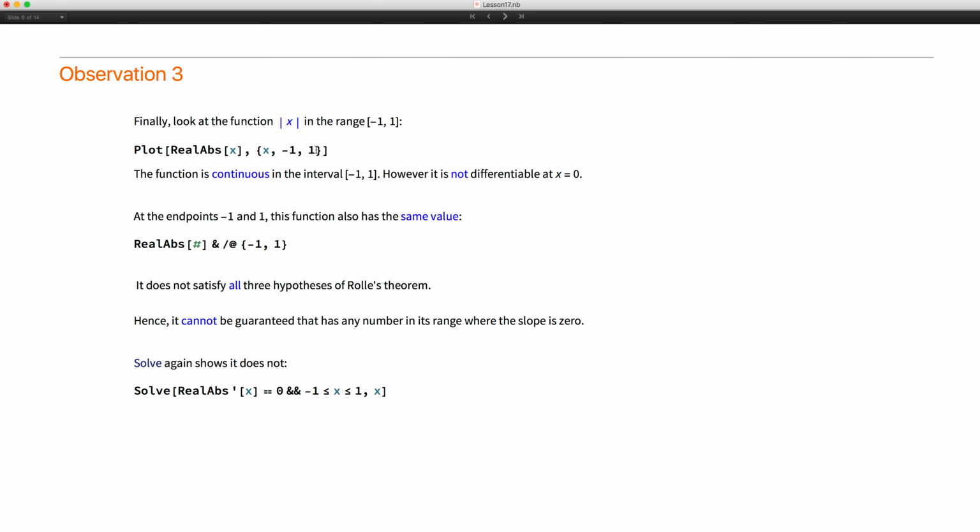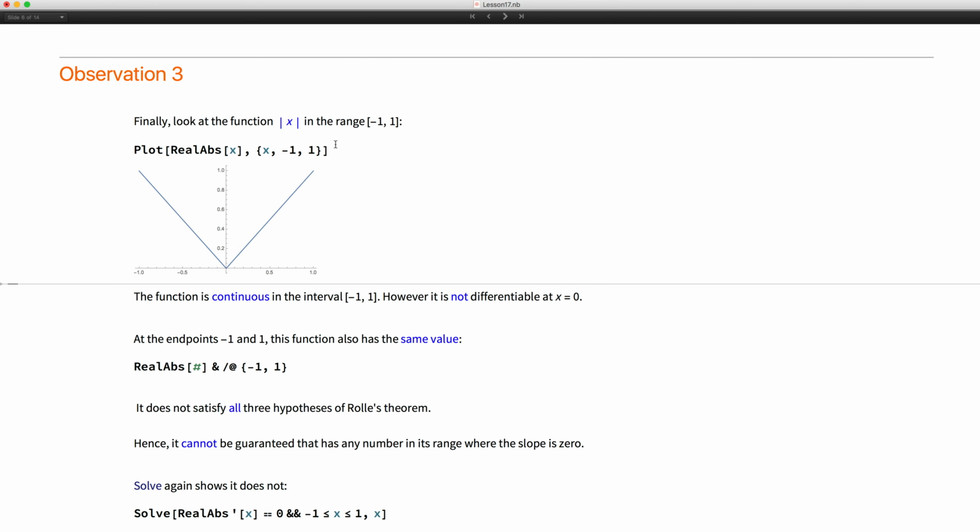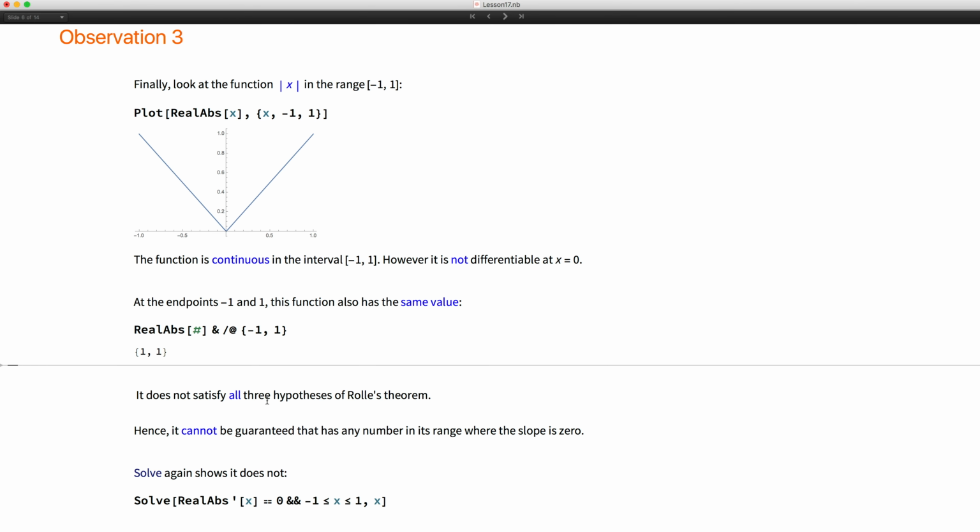As another issue with the theorem, let's look at the absolute value function between -1 and 1. Now, clearly, that is continuous, but it is not differentiable at x equal to 0. There's a corner at x equal to 0. Now, the value of the function at both endpoints is the same, but since it does not satisfy all the hypotheses of Rolle's theorem, therefore you cannot guarantee that there is a number at which the slope is 0. And once again, you can use Solve to confirm that there is no such value. So that's the derivative of the absolute value function on the interval, and it's never 0 on that interval.